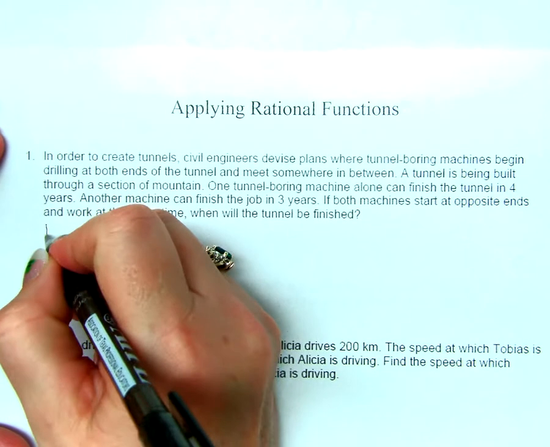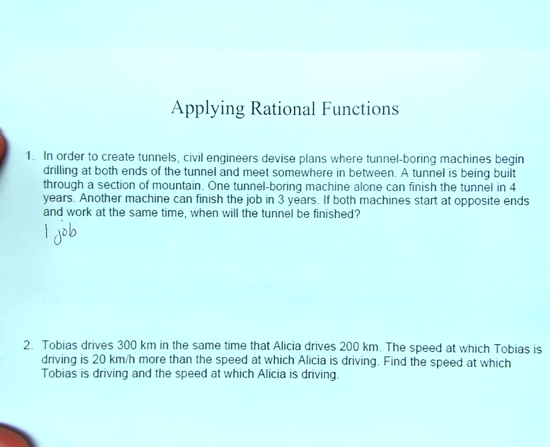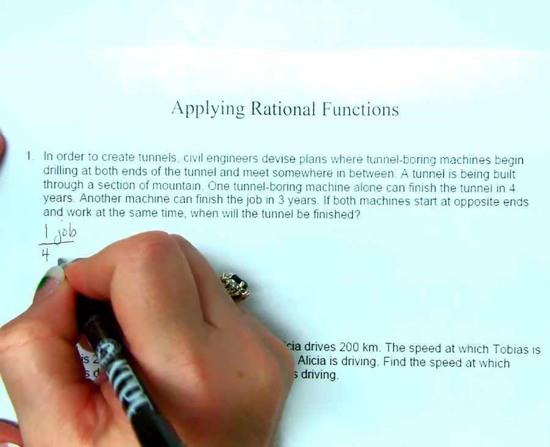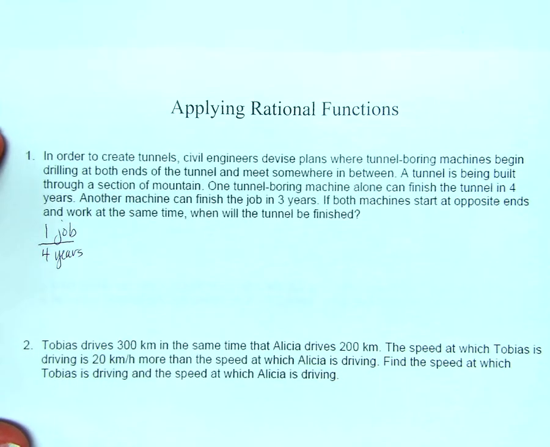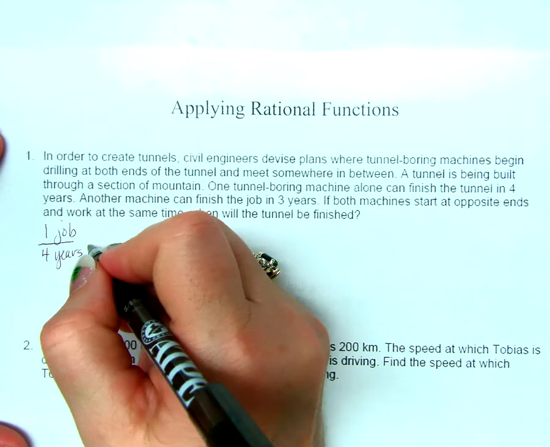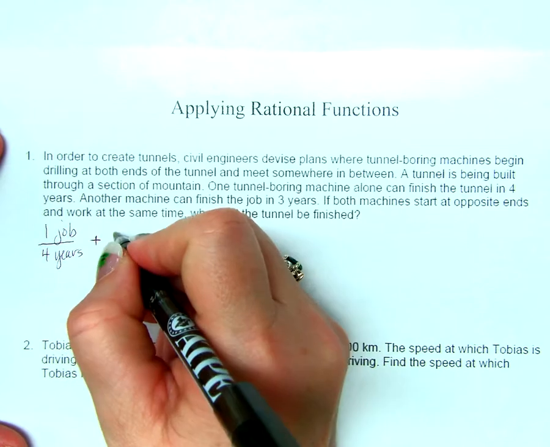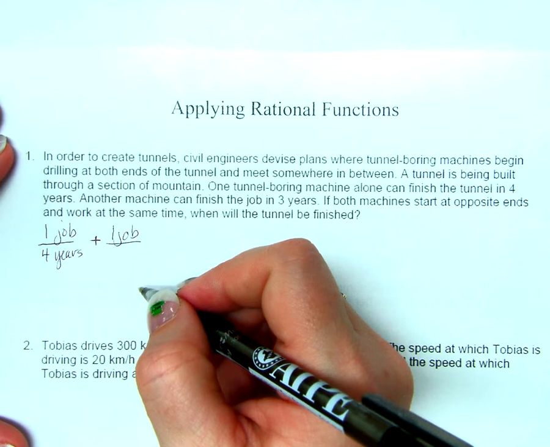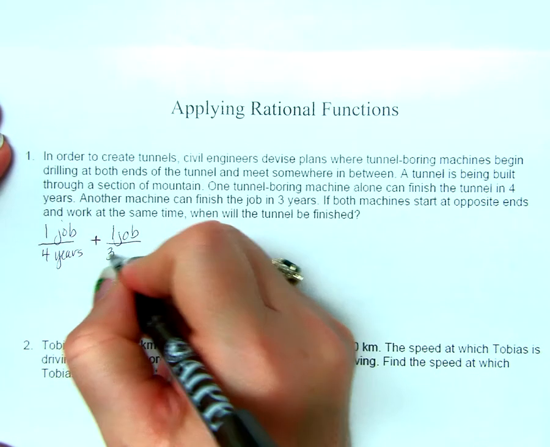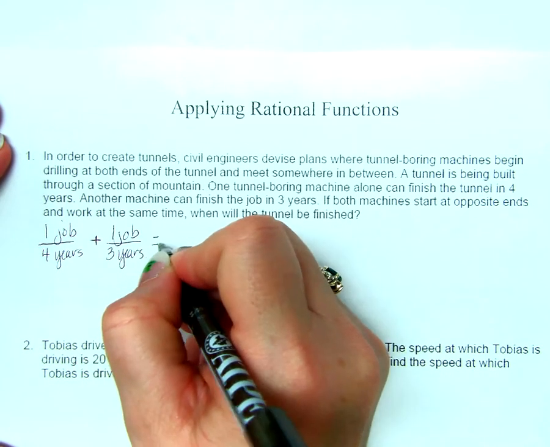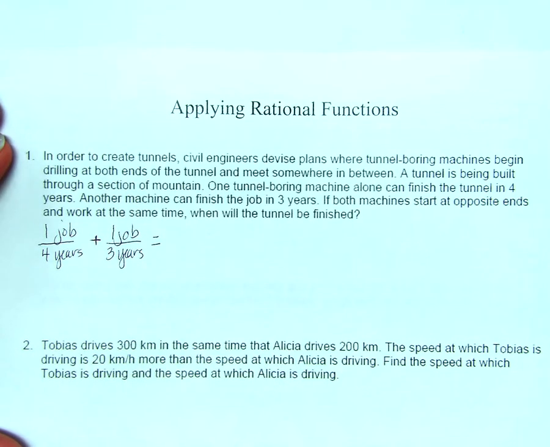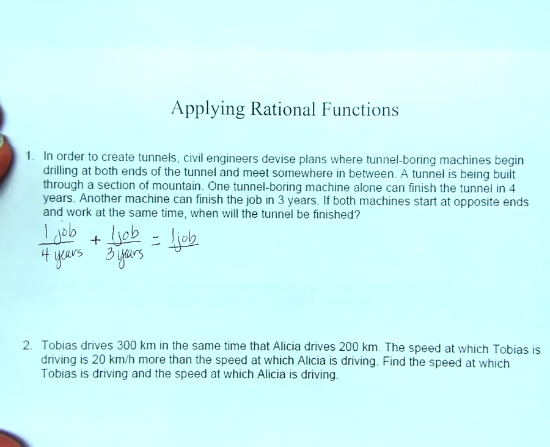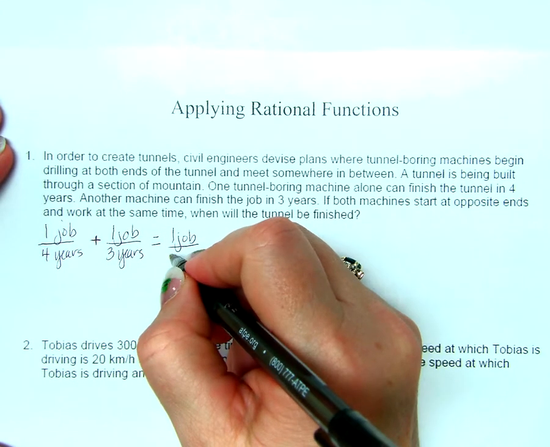We have one job that's happening, right? We're making one tunnel, correct? And the first machine can do the job in 4 years. And we have also the same job. We're both working on one job together, but how long does the second machine work in? 3 years. How long does it take them together? How many jobs are we doing? One job. How long does it take them together? We don't know.